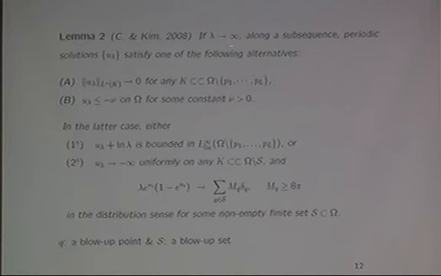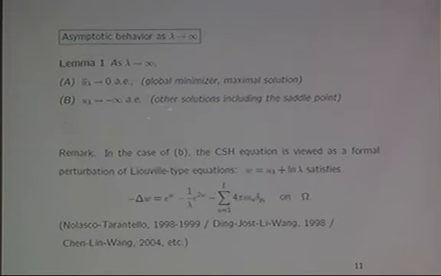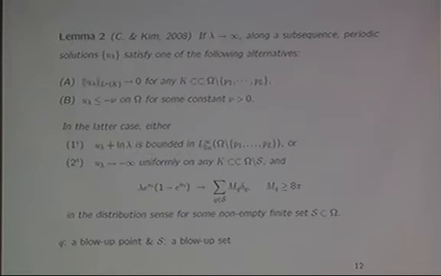I mean, if lambda tends to 0, and if U lambda is a periodic solution, then U lambda satisfies one of these alternatives. Actually, only maximal solutions satisfy this convergence. I mean, this convergence can be improved to this, and other solutions, including the saddle point, satisfy this alternative. So in the last case, we may improve this result. We have boundedness condition or concentration phenomenon.